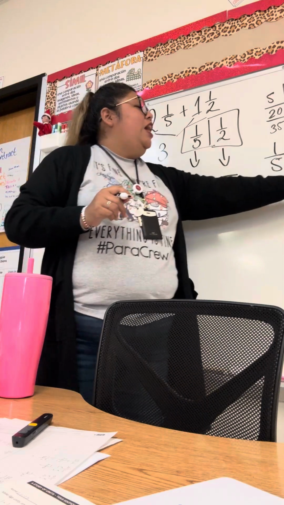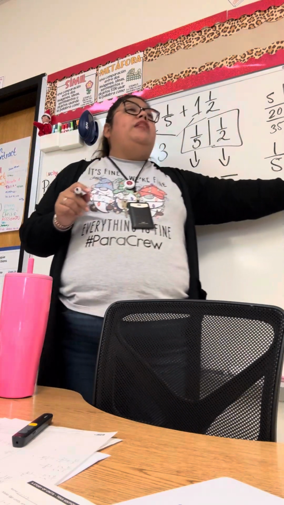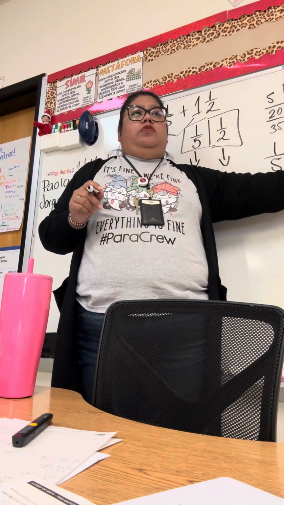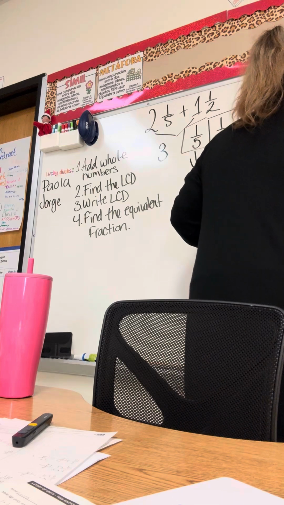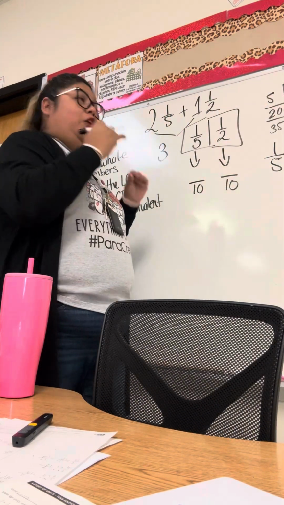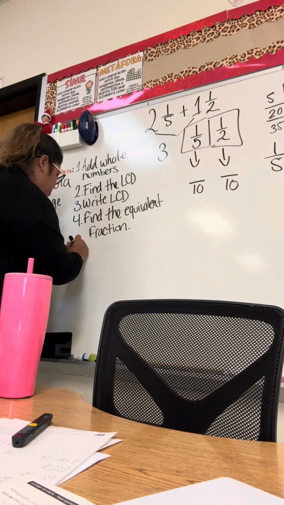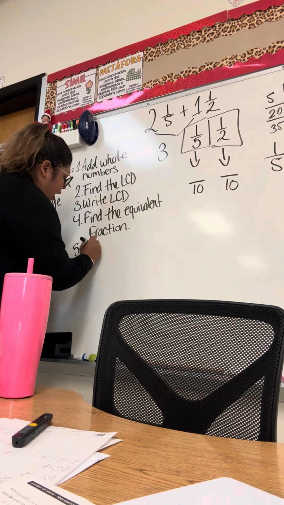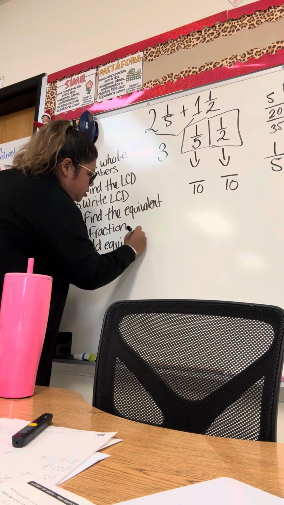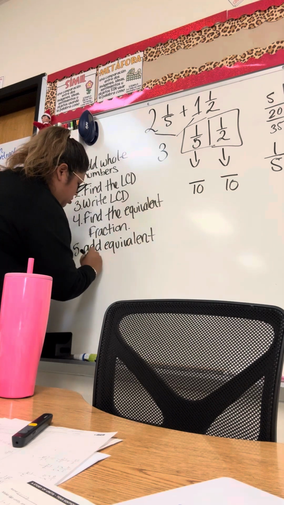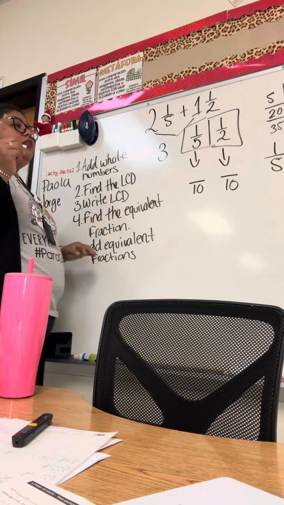2 10s is the equivalent fraction of 1/5. 5 10s is the equivalent fraction of 1/2. Okay? These are my equivalent fractions. Now I can add my equivalent fractions. So let's go back over here. Add equivalent fractions, okay?